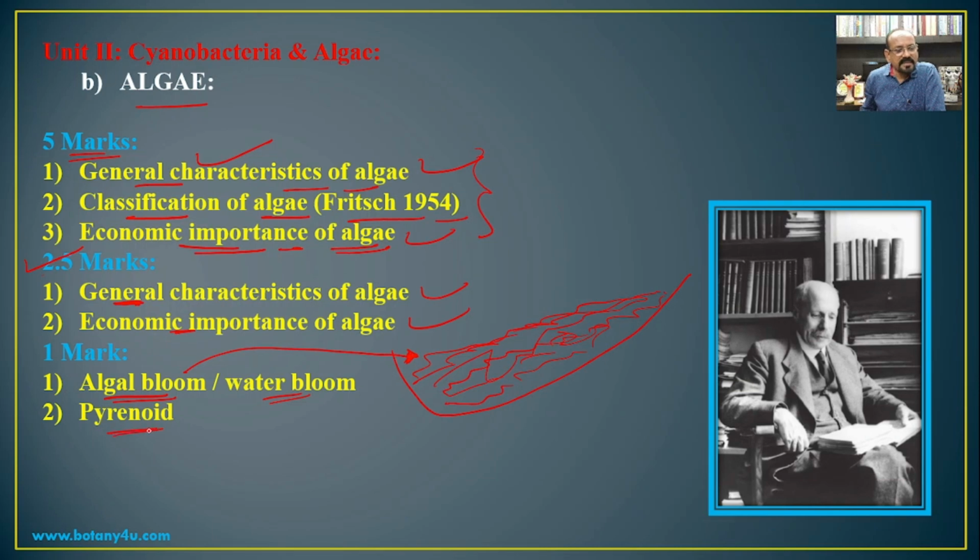Second one is the pyrenoid. Pyrenoid is again one of the characteristic features of algae. In algal cells, there are proteinaceous bodies and they are known as pyrenoids.